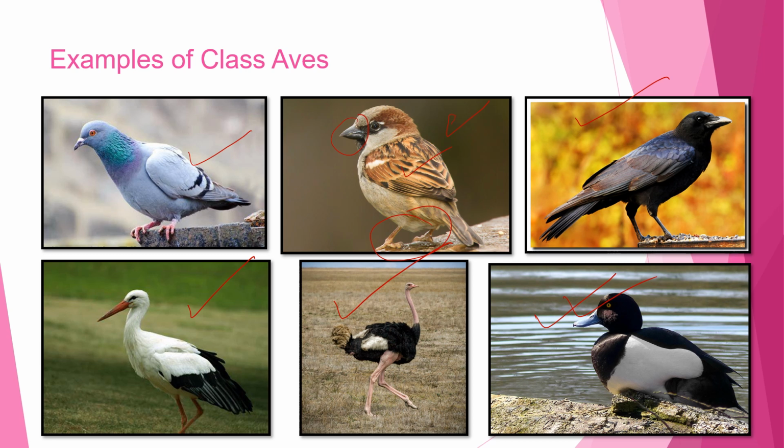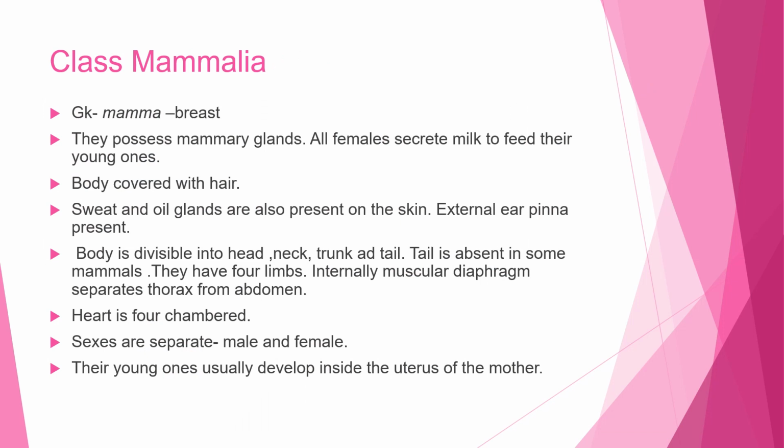Now we will move on to the last class, that is the class Mammalia. We all belong to the class Mammalia. So what are the characteristics of this class? The name comes from a Greek word, mamma, meaning breast. So they possess mammary glands, and all females can secrete milk to feed their young ones.